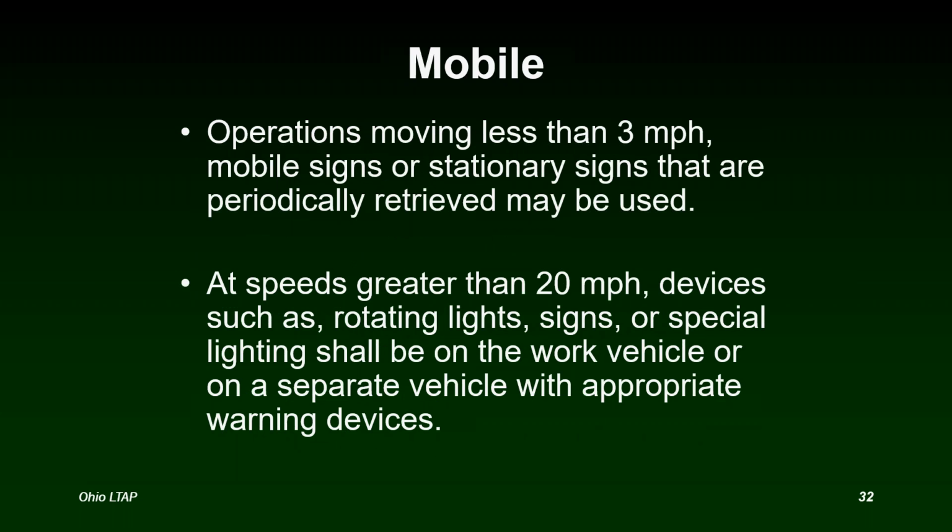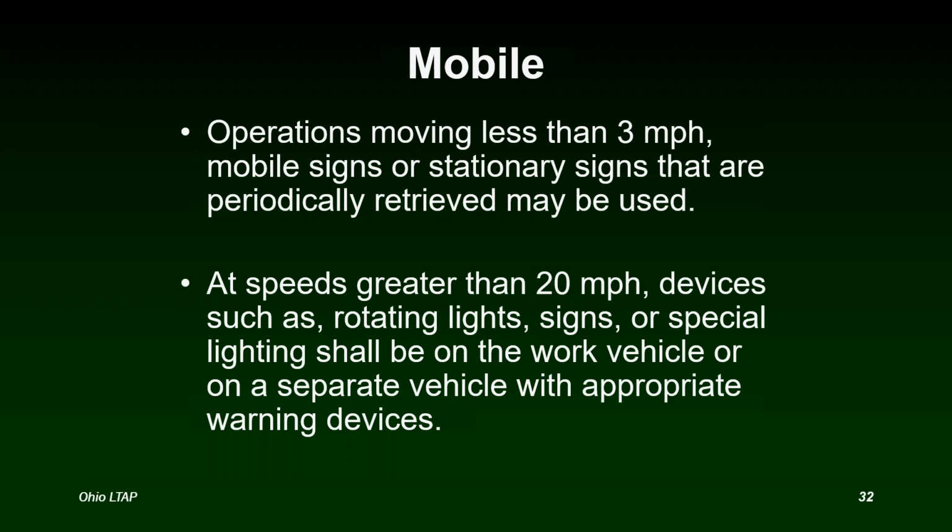So the thing about mobile operations is most of the time, if it's a moving operation, you're moving at a speed of less than 3 miles per hour. So you're moving a whole lot slower than the traffic out there. So that's a problem. It makes you a target for problems, right? That's why you've got to make sure you're not going to surprise the motorists that are coming up from behind you. And so mobile signs or stationary signs that are periodically retrieved may be used.